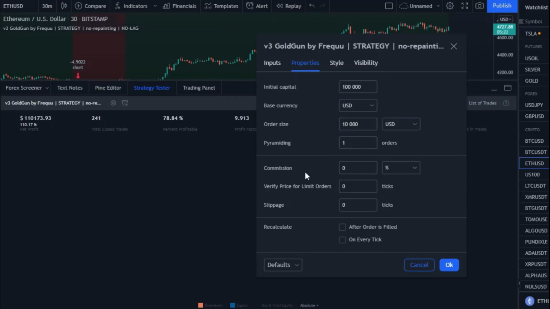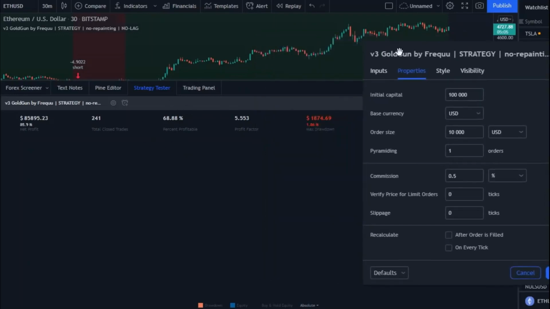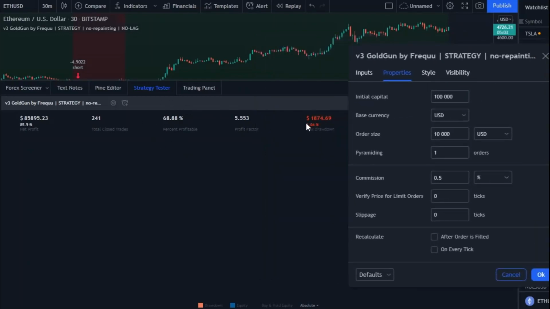Here are the commissions that are deducted in every order, buy and sell. And you can find out this commission through the platform on which you trade. Let's see what happens after applying this commission. As you can see, the percentage of profits and the percentage of accuracy have also decreased. Even the max drawdown has increased a bit.